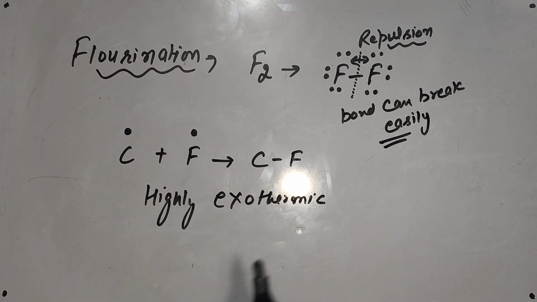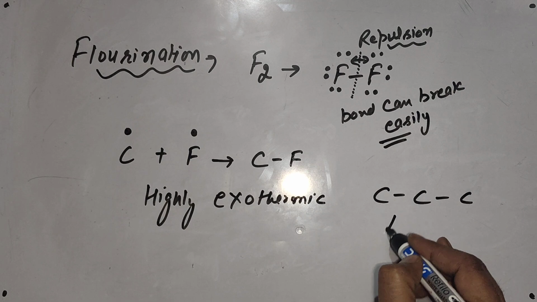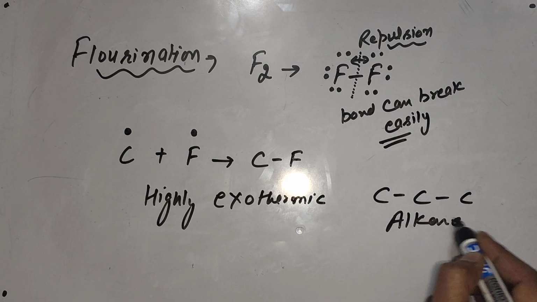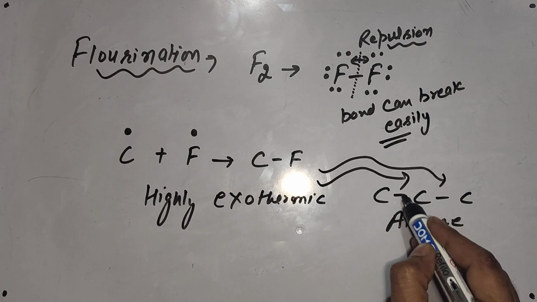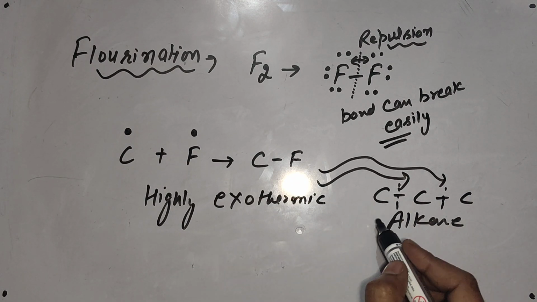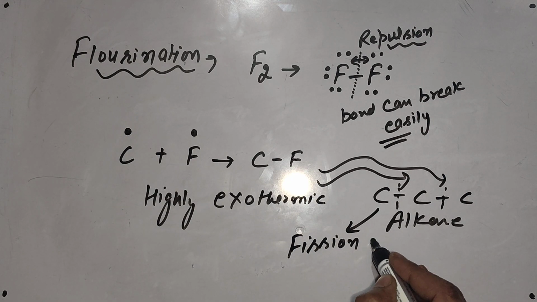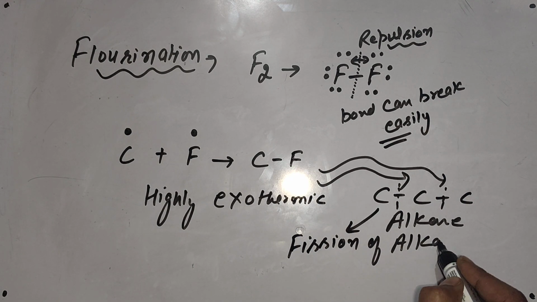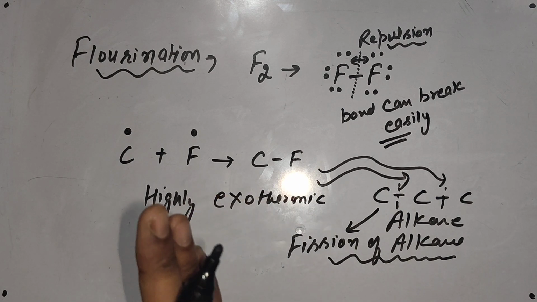That heat energy can even break the carbon-carbon bonds which are present in the alkane. So much heat energy is evolved over there that even carbon-carbon bonds will break in the alkane and fission of the alkane will happen. That's why we don't prefer direct fluorine for the fluorination process.